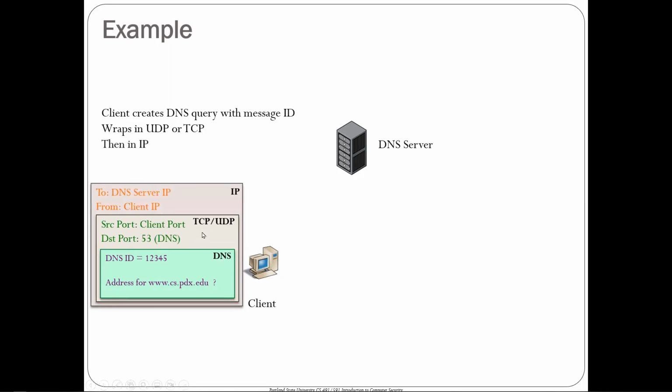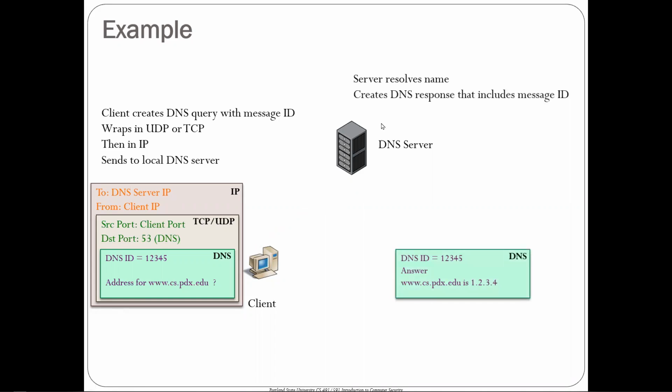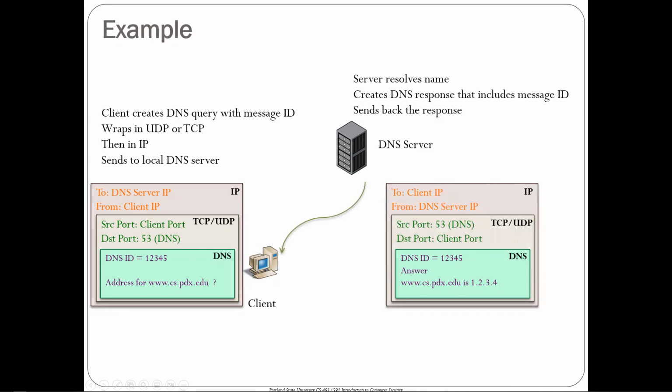And then in IP, and let's say this client is going to ask this DNS server what this resolution is. It's going to say from client IP to, I don't know why these are reversed, but like to this DNS server. And that's what gets sent across to the local DNS server. And then the DNS server will resolve this name. And then assuming that it has a mapping, it basically creates a response using this same DNS ID so that the client can match the response to the request that it had sent. Say cs.pdx.edu is 1.2.3.4, sends that back to the client using this same connection.